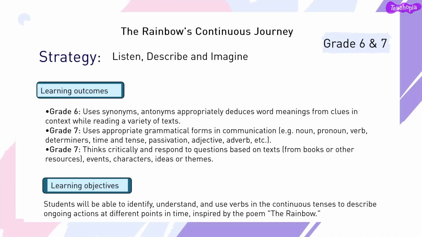The next activity is Rainbow's Continuous Journey, that is for grade 6 and 7. The strategies are listen, describe, and imagine.